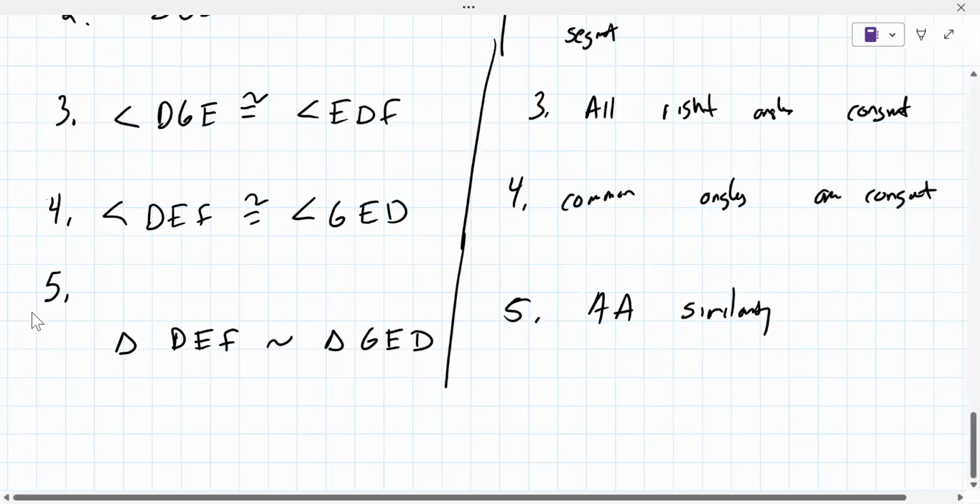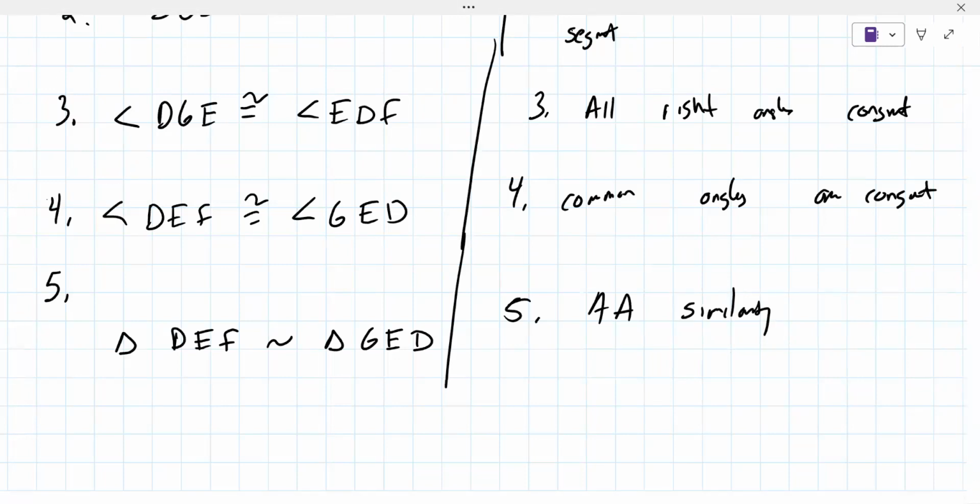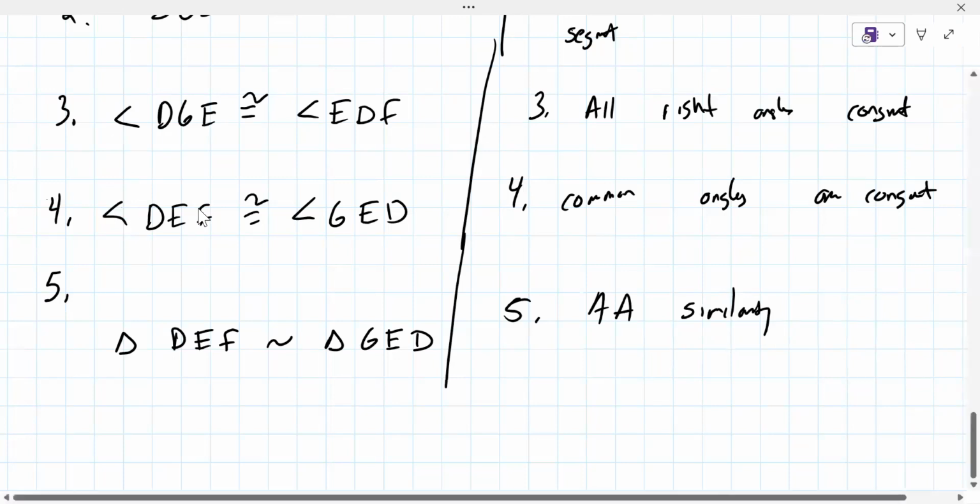That should be everything for part B, because we've completely proved the similarity. It's great.